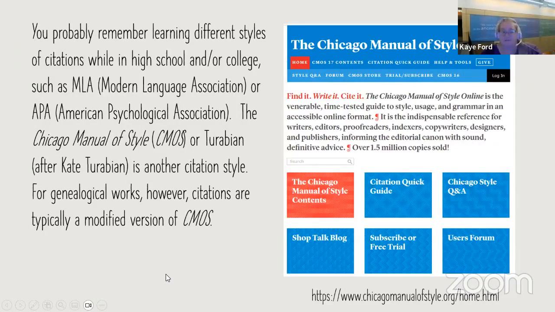And you probably remember when you were in high school or college learning about different citation styles. There's the MLA, the Modern Language Association style, and the APA, the American Psychological Association style. The citation style most used by genealogists is from the Chicago Manual of Style. It's abbreviated CMOS, or the Turabian style, and it's modified for genealogical works.